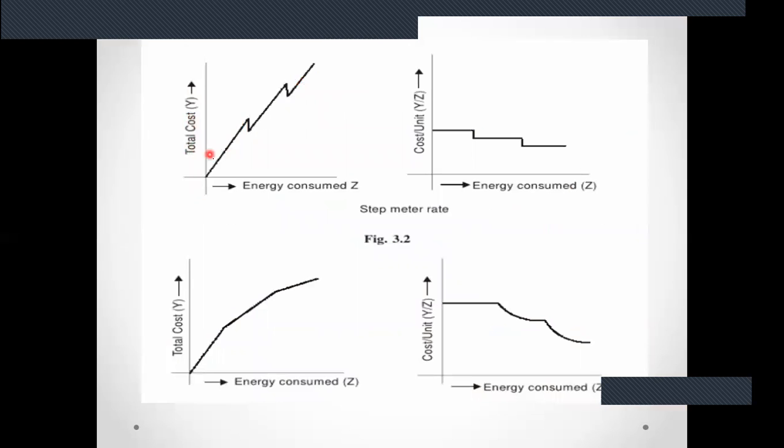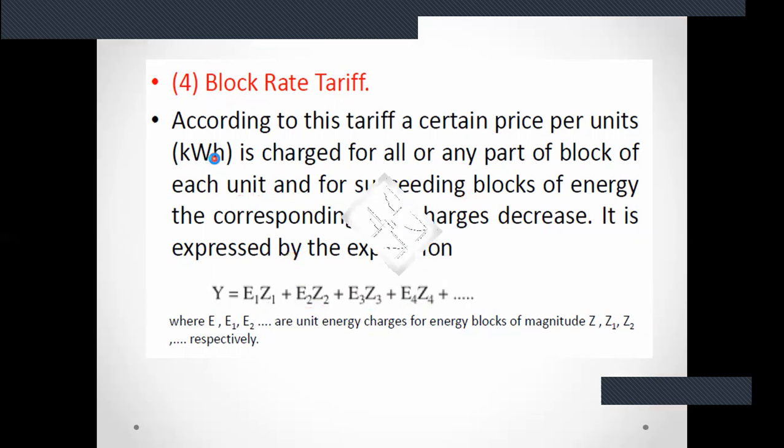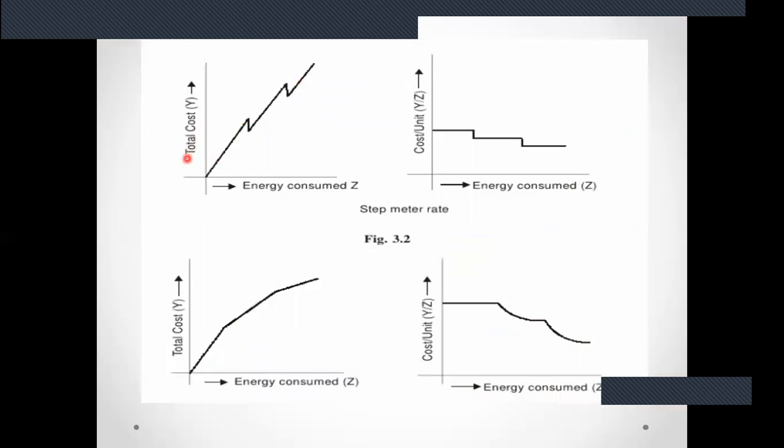So here we can see the different types of block rate tariff method, that is total cost with respect to energy consumed. Here the cost goes on increasing as the energy consumption increases. And this is the cost per unit. If we see the cost per unit with respect to the energy consumed, the cost per unit goes on decreasing as the energy consumption increases.